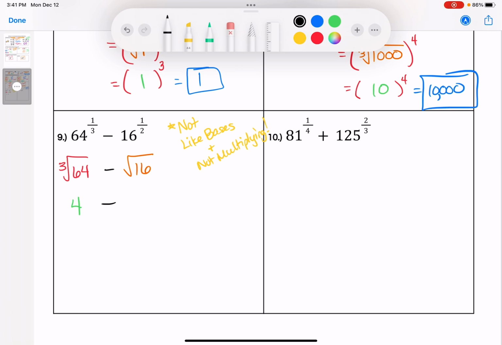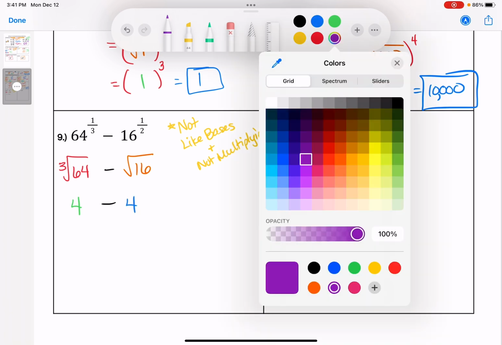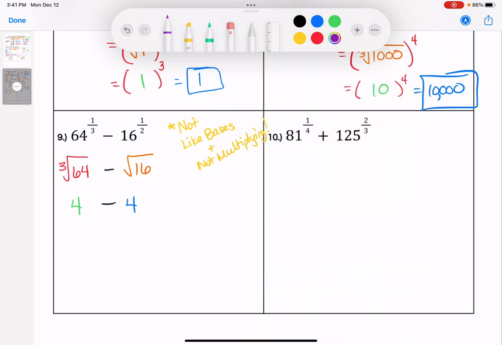Square root of 16, hopefully you know by heart. Square root of 16 is 4. Now remember, after we get these two, I'm going to subtract them. 4 minus 4 gives me 0. So my final answer is 0. 64 to the 1/3 power minus 16 to the 1/2 is 0.